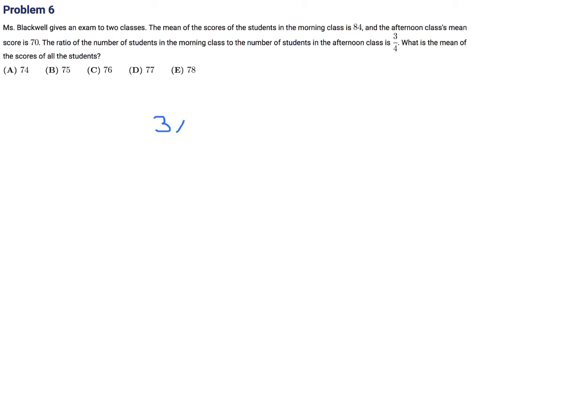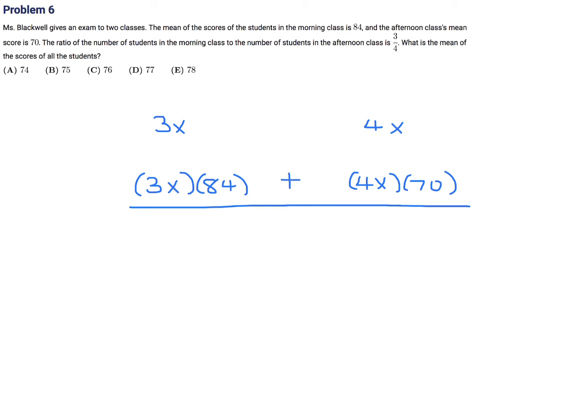So we'll say 3x and 4x are the number of students in the 2 classes. So the sum of the entire scores of the first class would be the number of students times the mean, which is 84. And over here, the sum of the scores would be 4x times 70. And then to get the total average of all the scores, you'd add them and divide by the total number of students, which is 3x plus 4x. And there you go, that's the math.